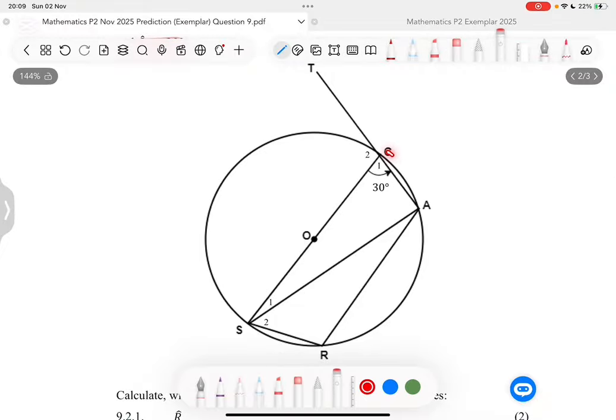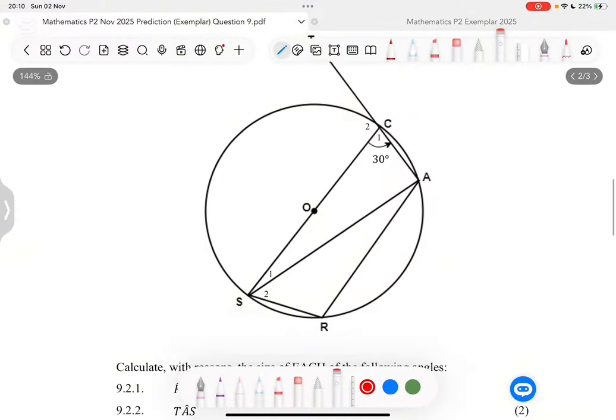So we are saying here that CARS is a cyclic quadrilateral, and of course you can see that that is a four-sided polygon which touches the circumference of the circle. In other words, we have a circumcircle. Now we are also told that the angle here is 30 degrees, which is angle C1. I think this is straightforward. The questions will guide us in terms of what we can do.